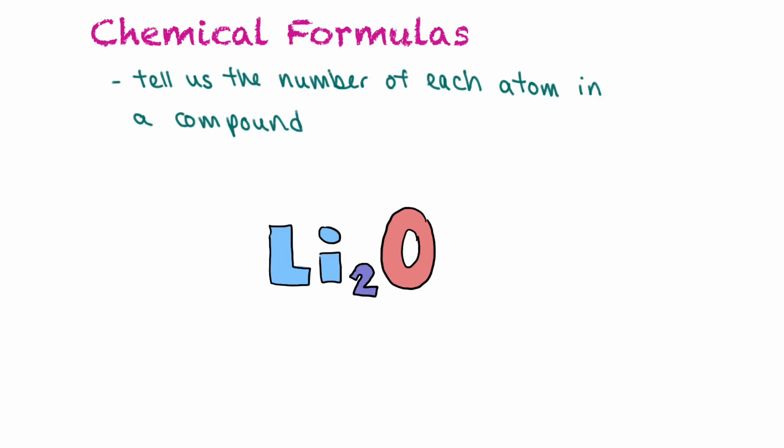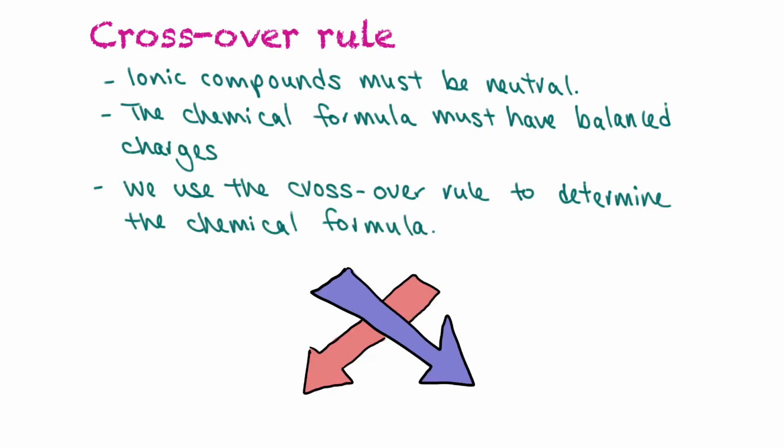So again, if you recall, chemical formulas tell us the number of each atom in a compound. So in this example, we have 2 lithiums for every oxygen. So if there's not a subscript number beside the element, we know that there's only 1. But if there is a subscript number, that tells you that there's 2 of the element that it's beside. So ionic compounds must be neutral, so their positive charges have to cancel out their negative charges.